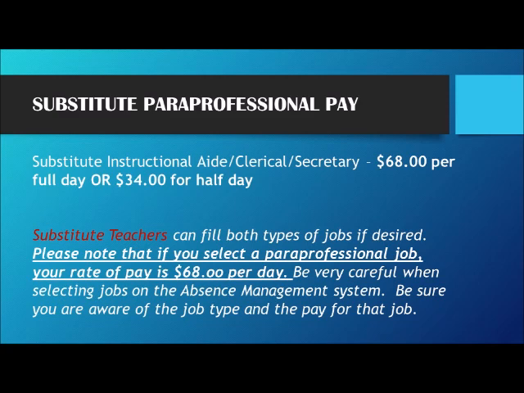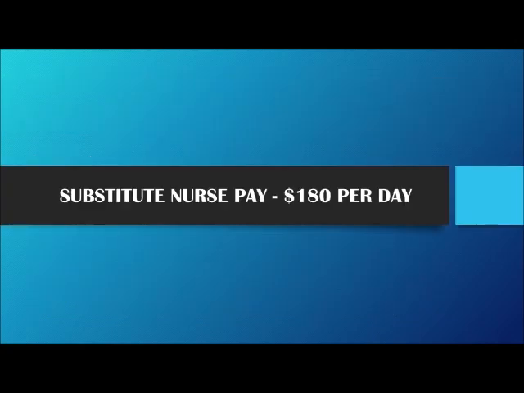Substitute paraprofessional pay. If you are a substitute instructional aide, or clerical or secretary, you get paid $68 per full day or $34 for a half day. Substitute teachers can fill both types of jobs if desired. Please note that if you select a paraprofessional job, your rate of pay is $68 per day. Be careful when selecting jobs on the absence management system. Be sure you are aware of the job type and the pay for that job. Substitute nurse pay, $180 per day.